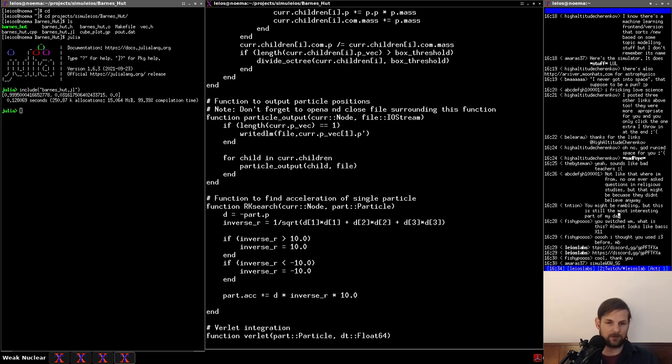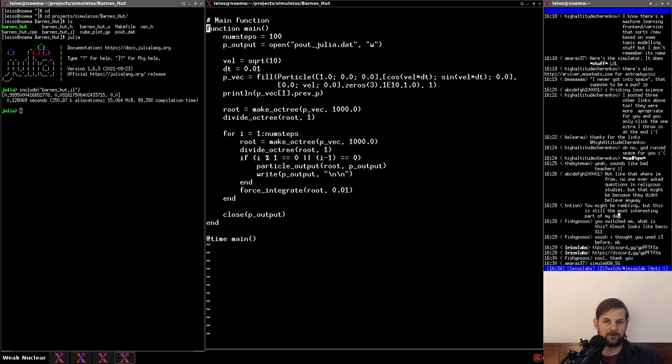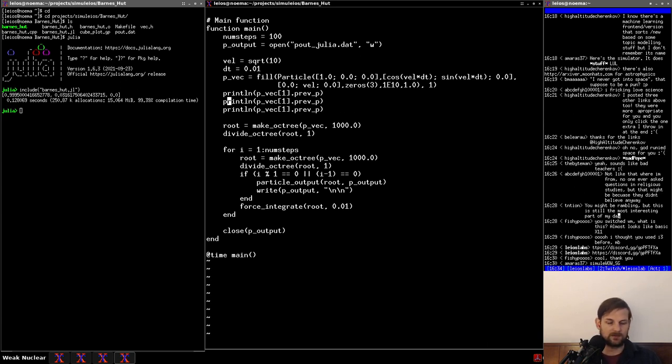Apparently, this isn't actually doing what we expect it to do, because apparently we're only outputting one single particle. So here we did print line pvec of 1. Let me also just print line pvec of 2 and 3, just to make sure we're actually outputting stuff. Okay, so we make the octree in here with 3 particles.